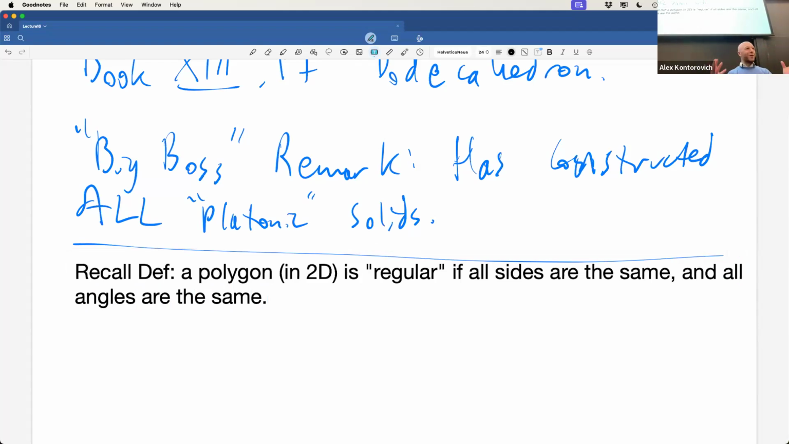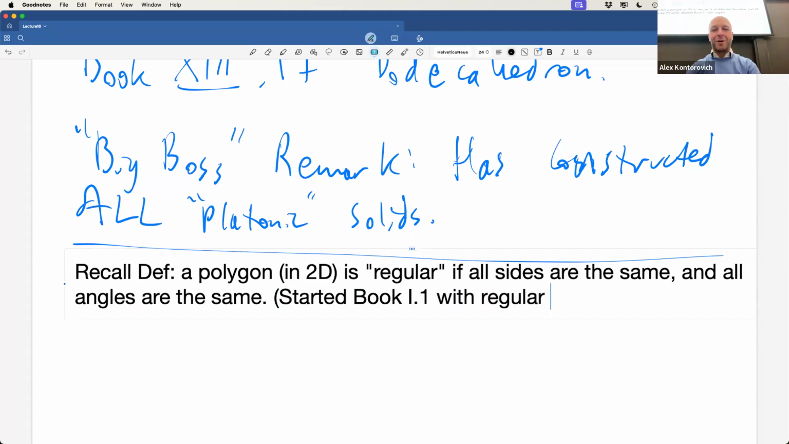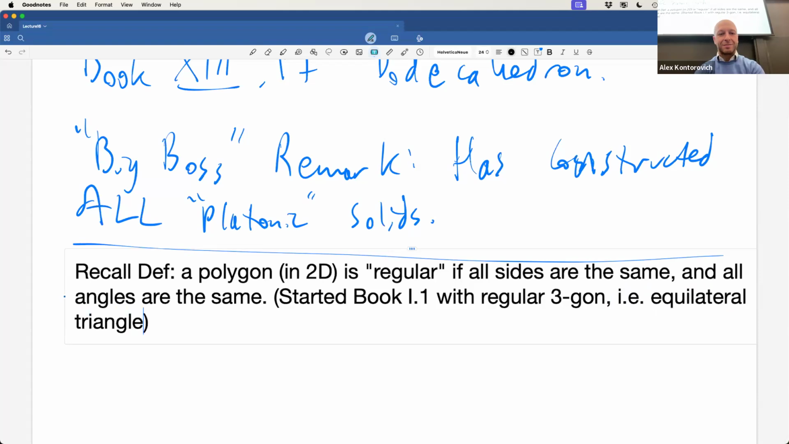We started with the regular 3-gon this entire journey. We're at the end of the journey, we're done with the Elements nearly. We started book 1, proposition 1 with the regular 3-gon, also known as an equilateral triangle. What is the analogous object in one dimension higher?